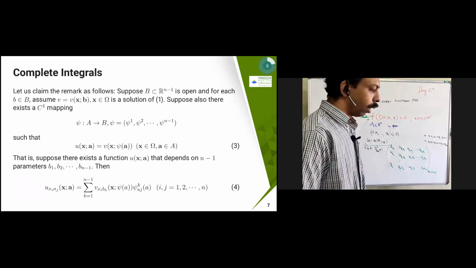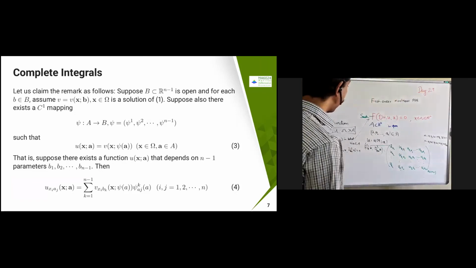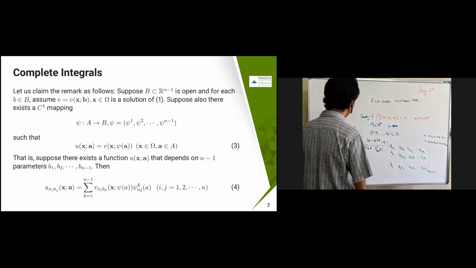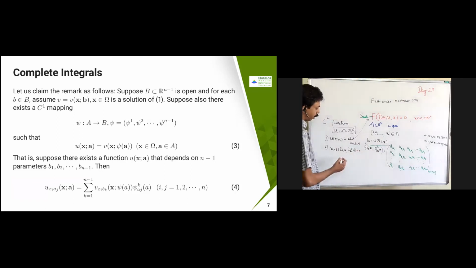So let's make a remark. Suppose instead of n parameters, I find n minus 1 parameters. That means I am going to take some parameter set B, a subset of R power n minus 1. Instead of R power n, I am going to take B as a subset of R power n minus 1, so n minus 1 parameters.